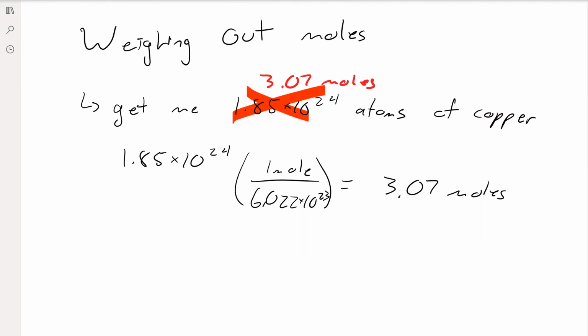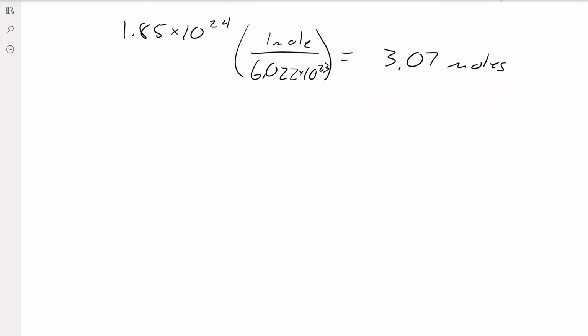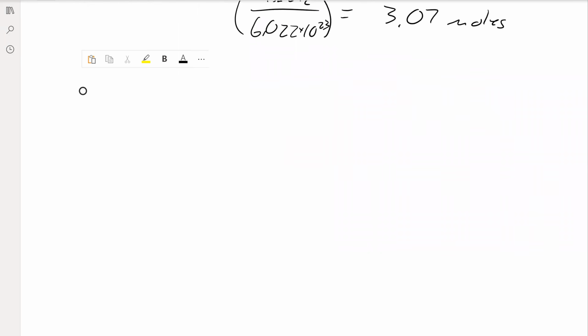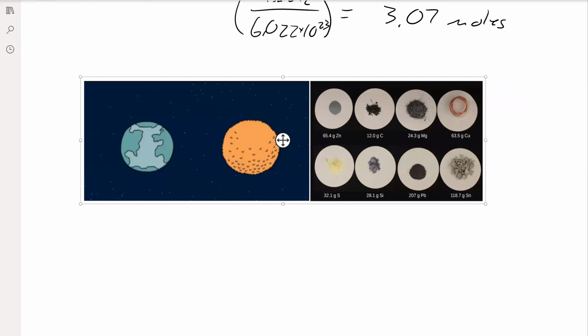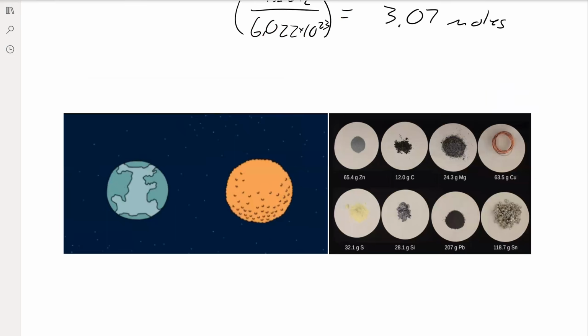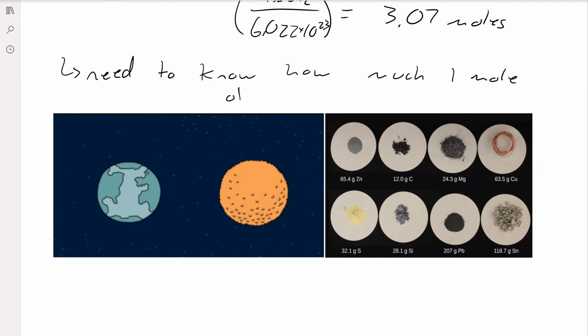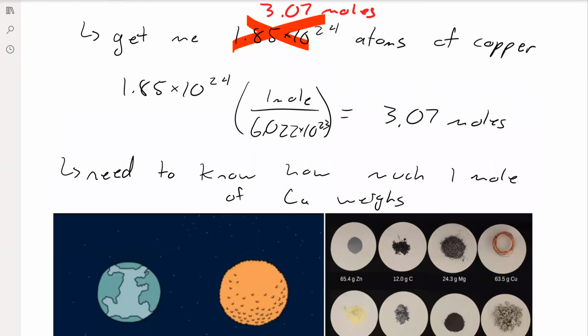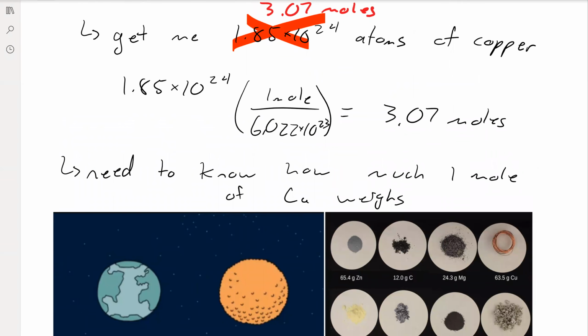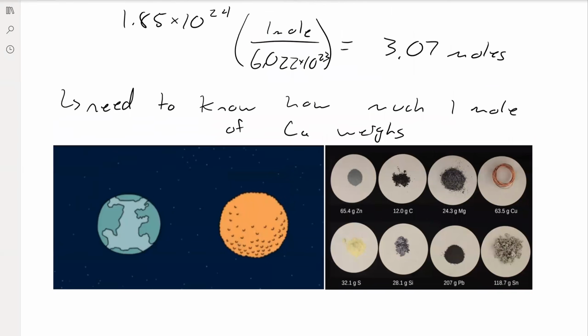So similar to our nail analogy, in order to be able to count something by weighing, we need to know how much an individual one weighs or how much a group of them weigh, right? So we always count by moles. So we want to know how much 1 mole of something weighs. So we need to know how much 1 mole of, in this case, copper weighs, right? Whatever you're interested in, you need to know how much 1 mole of it weighs. That way you can weigh out as many moles as you wanted.